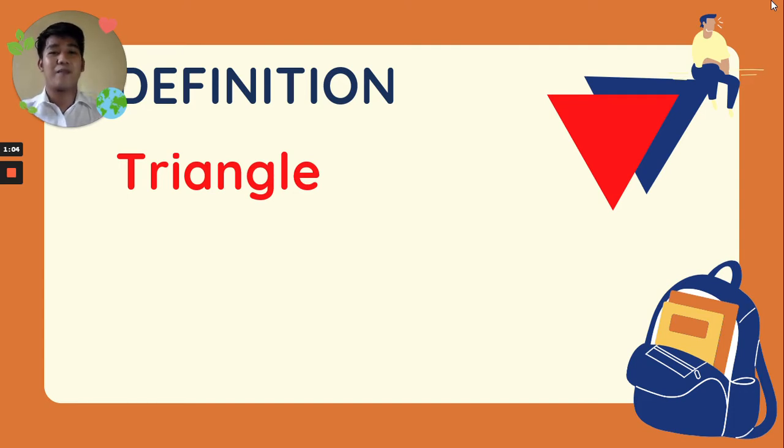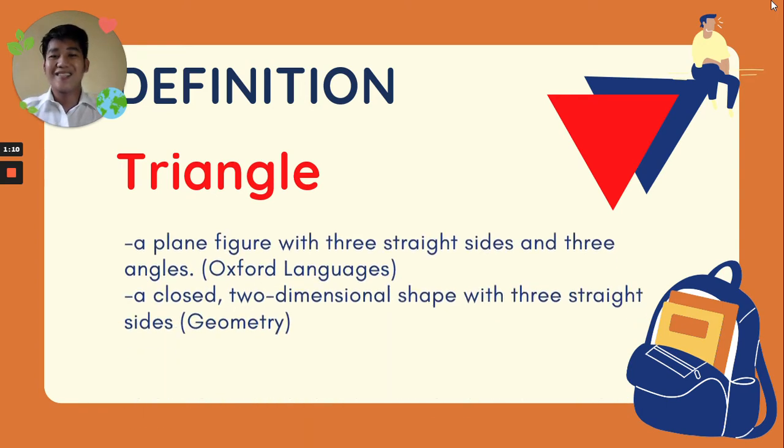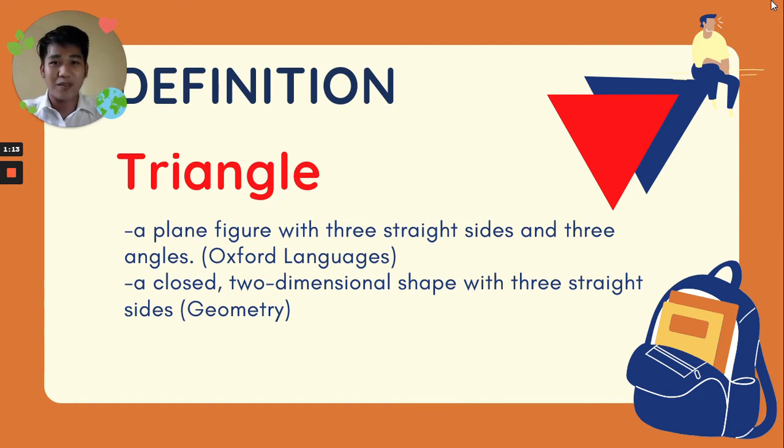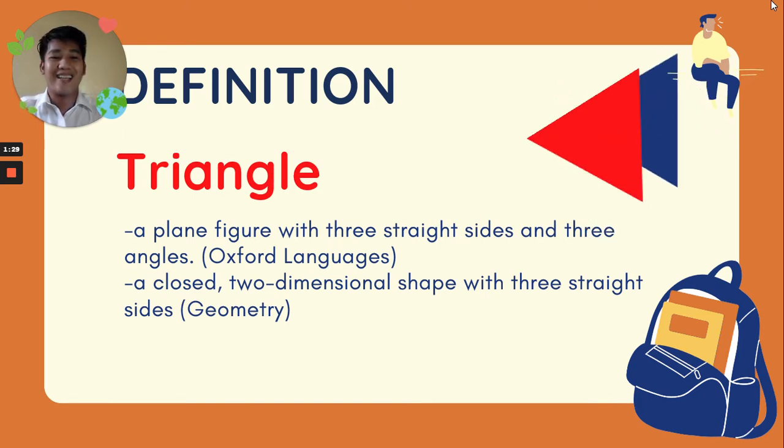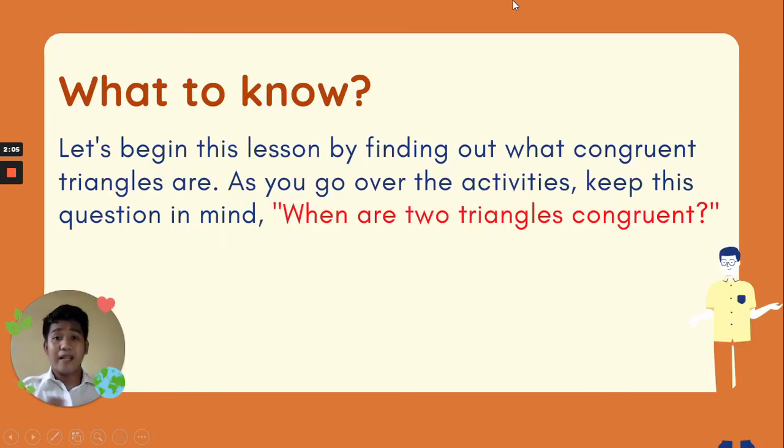This is just a recall of prior knowledge. Since elementary, you know what is triangle. Okay? So a triangle from Oxford Languages, it is a plane figure with three straight sides and three angles. And in geometry, it is a closed two-dimensional shape with three straight sides. Okay? So look at that. Triangles. Let us begin this lesson by finding out what congruent triangles are.